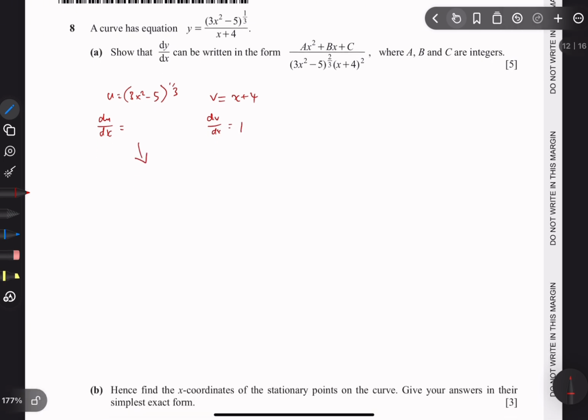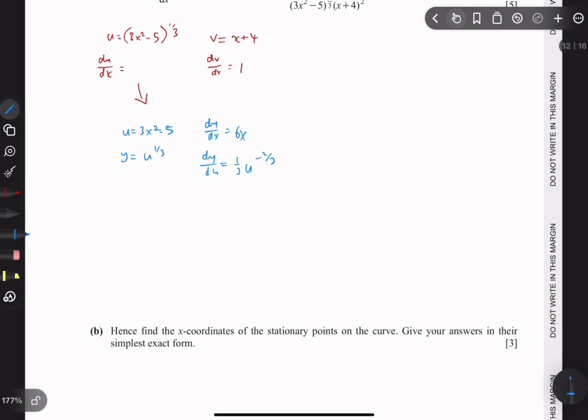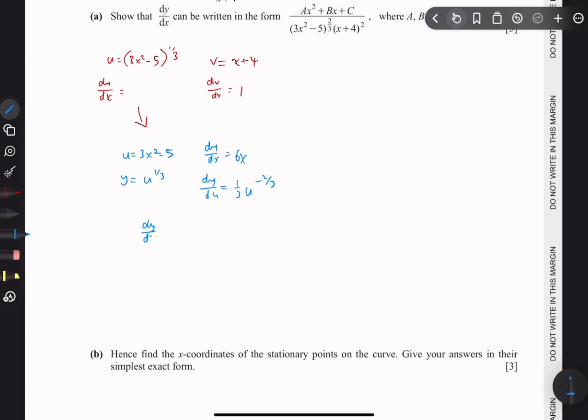Okay, so for this equation, we can use the chain rule to differentiate. So we let u equals the inside, and then y equals u to the power of 1/3. And du dx is 6x, dy du is minus 2/3. Okay, so chain rule is dy du times du dx.